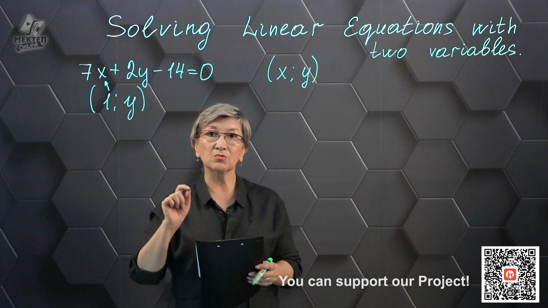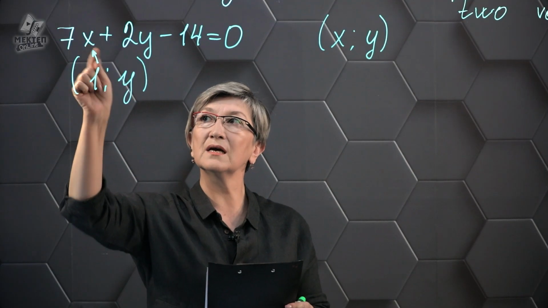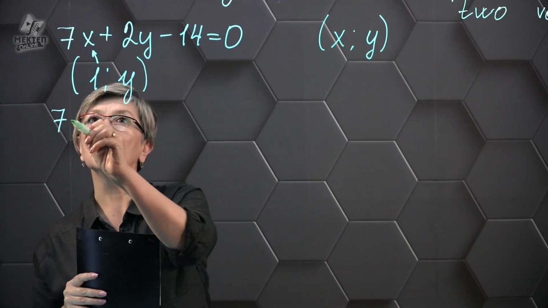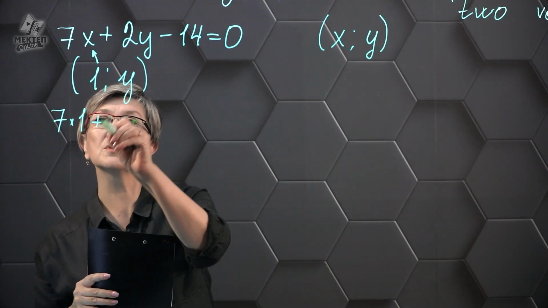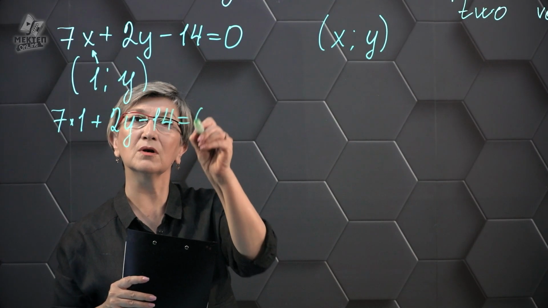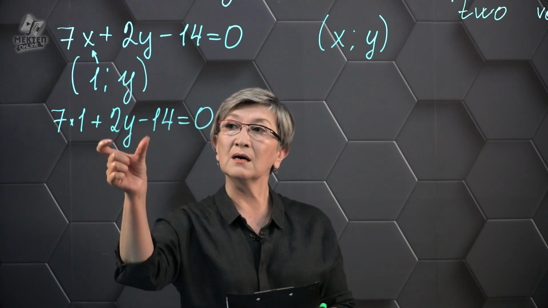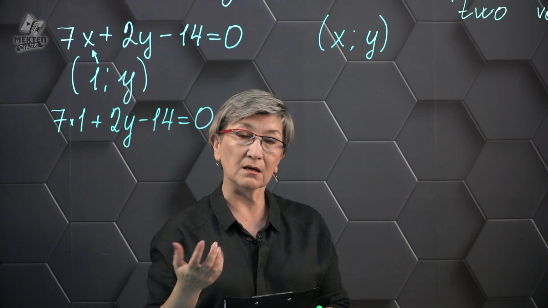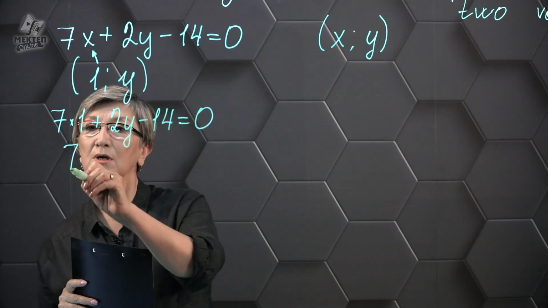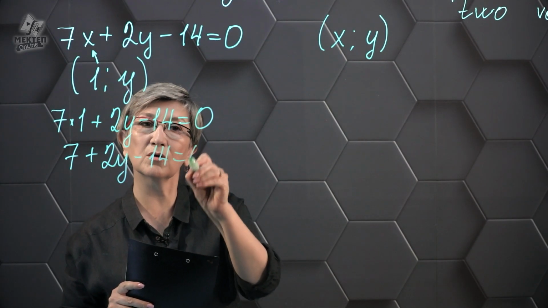So let's solve our equation and find the value of y. To do this, instead of x, I will substitute 1. The result is 7 times 1 plus 2 times y minus 14 equals 0. And as a result, we have an equation with one variable, and we need to find the value of y. We know how to solve such equations, so I will write 7 plus 2y minus 14 equals 0.